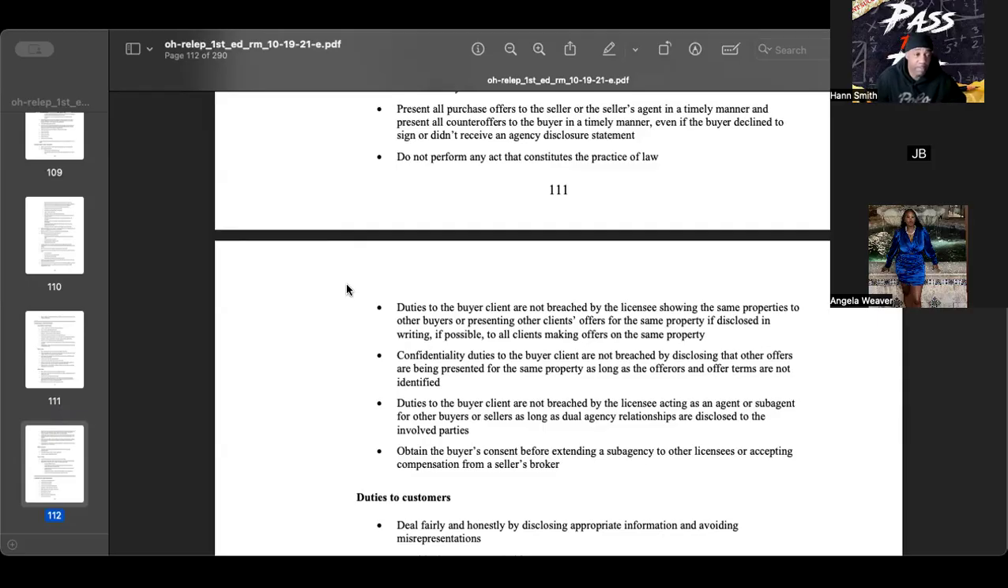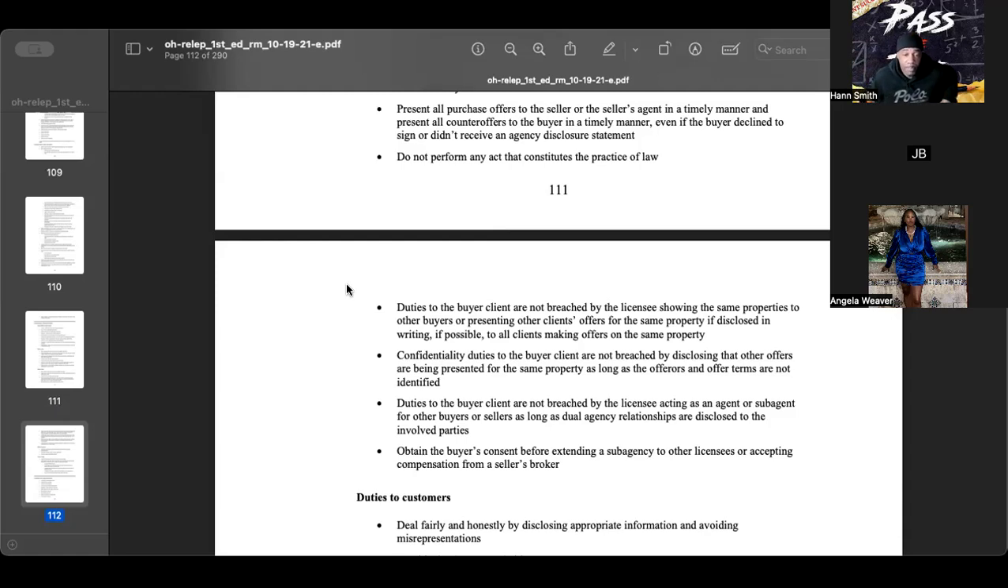So sometimes you might have a buyer over here that likes a property that a buyer over there likes, and you've got to put offers in for both of them. That's a tough situation to be in, but you've got to do your job, and you're out here to get paid and make money. All right. Confidential duties to the buyer client are not breached by disclosing that other offers are being presented on the same property as long as the offerers and the offer terms are not identified.